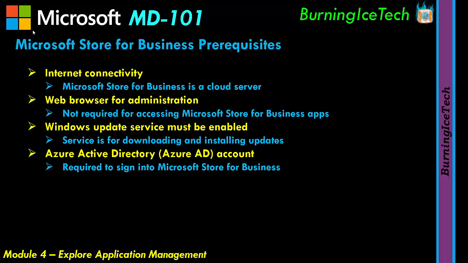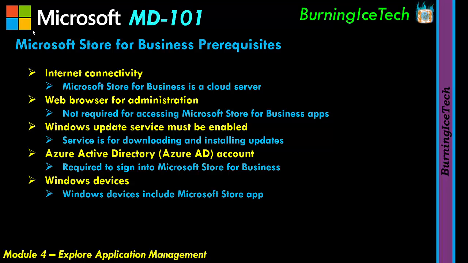The fifth prerequisite and the last one on this list of mine is Windows devices. So what do I mean by that? Your users who want to access the Windows Store for Business need to be running the Windows operating system, guys. It's kind of in the name. It's not accessible from other operating systems like Android, Apple, and so on and so forth. You need to be running Windows. You also need to check if you're running the correct edition of Windows, mind you.